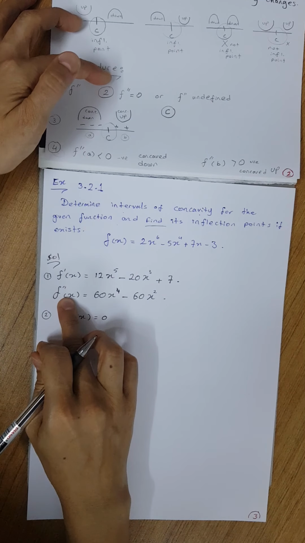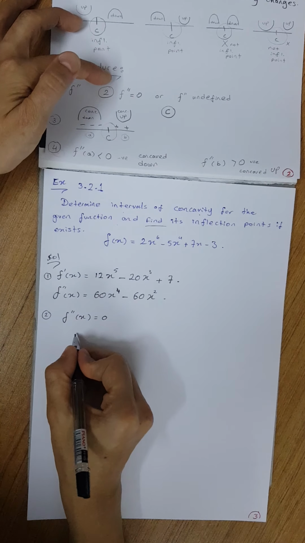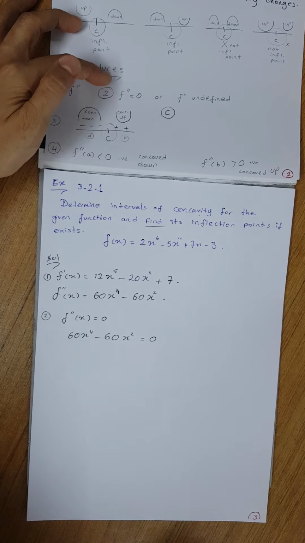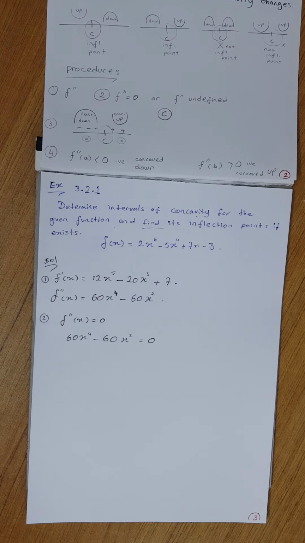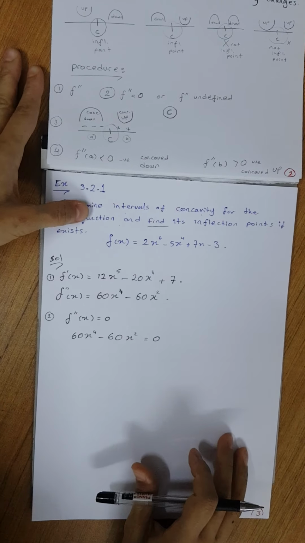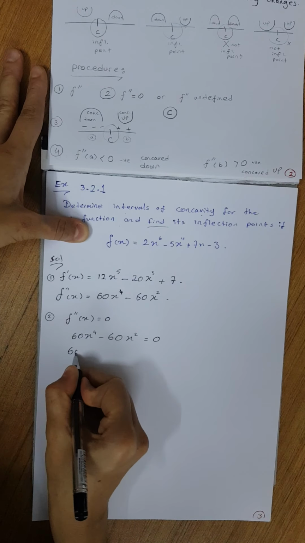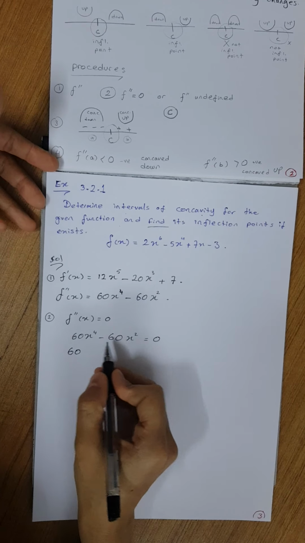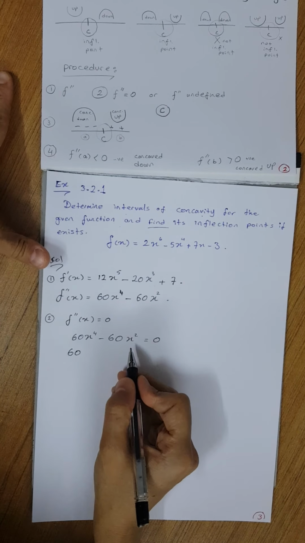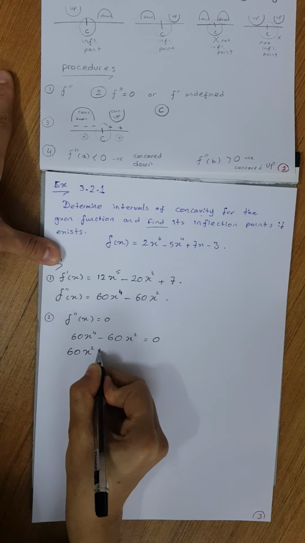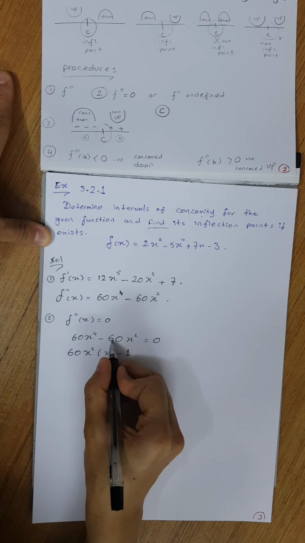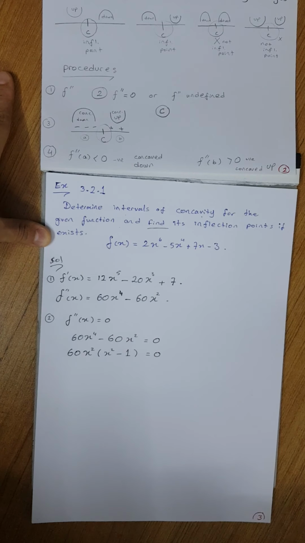What does that mean? f double prime of x equal to 0 means the terms are equal to 0. So 60x to the power of 4 minus 60x squared is equal to 0. That is an equation, and you know how to solve an equation. Here we have 60 as a common factor, so I'm taking it out. What is common between the two terms x to the power of 4 and x squared? Of course, x squared is common, so I will take out x squared also. What remains here? x squared remains here, minus 1 remains here because I have taken out 60 and x squared together. That's equal to 0, of course.